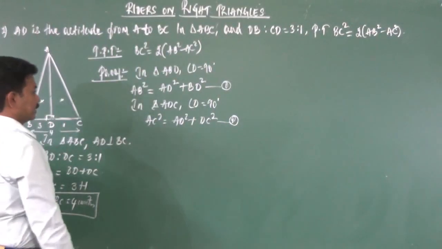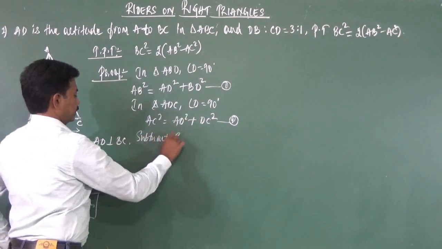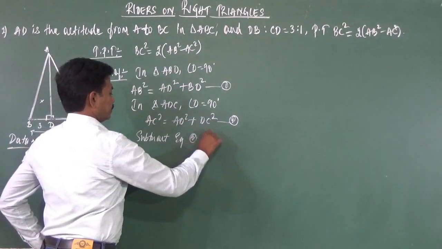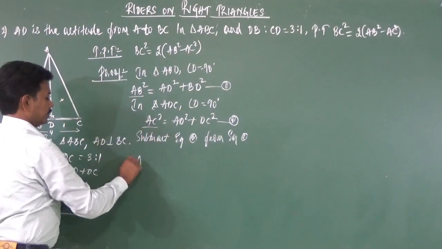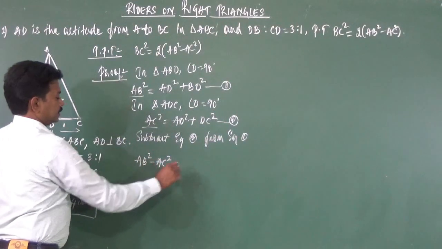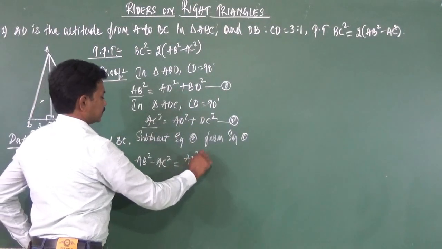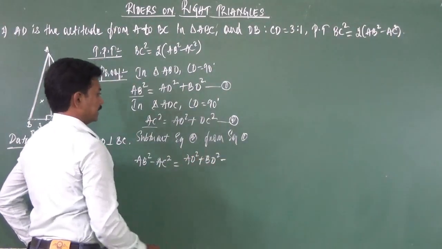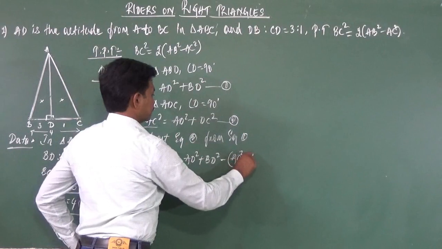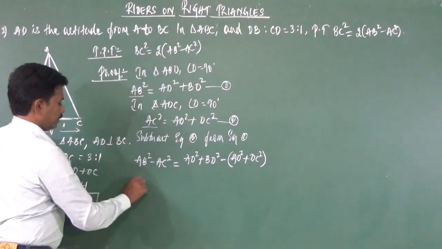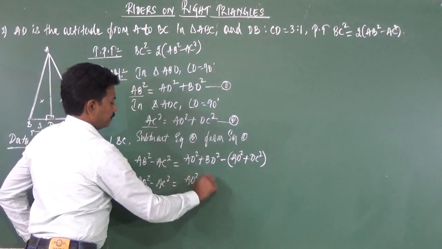So now we will subtract equation 2 from equation 1. Let us subtract that. So LHS minus LHS, that is AB square minus AC square is equal to RHS minus RHS, that is AD square plus BD square. We have to put a minus sign and open a bracket because this is a binomial. So AD square plus DC square.